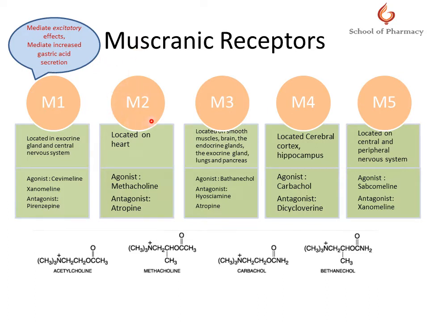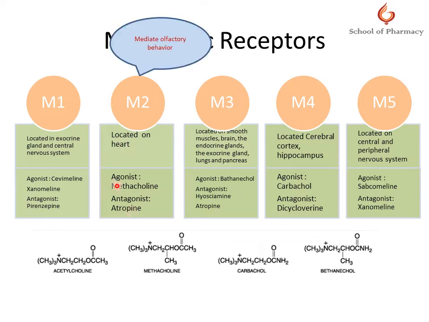Now M2, muscarinic receptor 2, is located on the heart and the agonist is methacholine. The antagonist is atropine. This agonist methacholine works to mediate olfactory behavior as well as working on the heart.